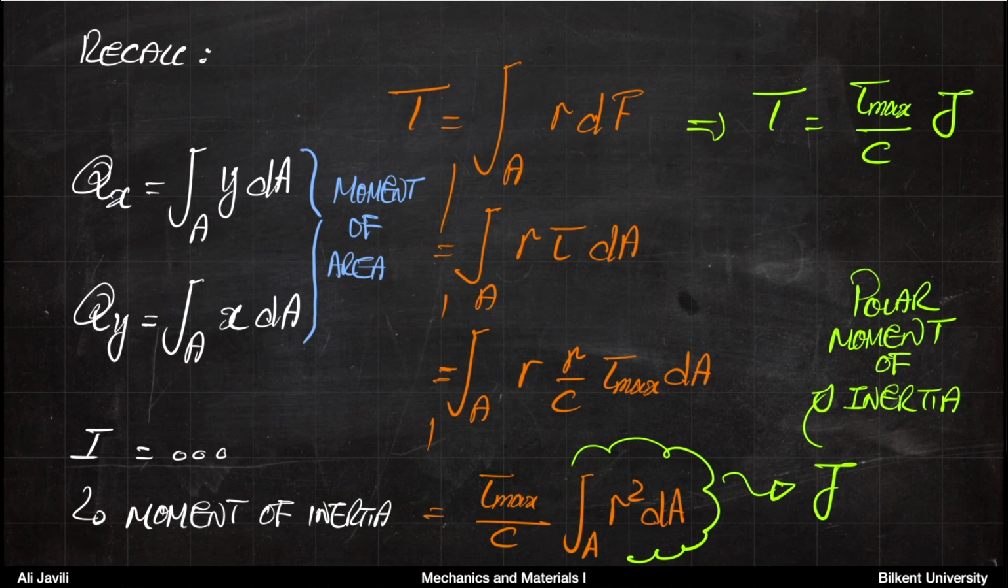They have similar forms, but Qx and Qy, we had it at the beginning of the course. These are just the moment of area, or again, the first moment of area. Then we have polar moment of inertia J, and we also have just moment of inertia I that we will use for bending problems later.